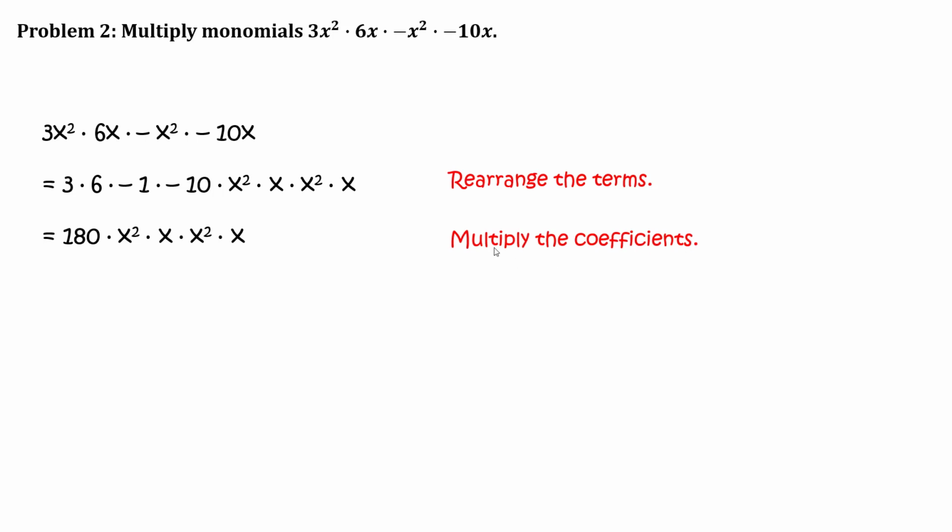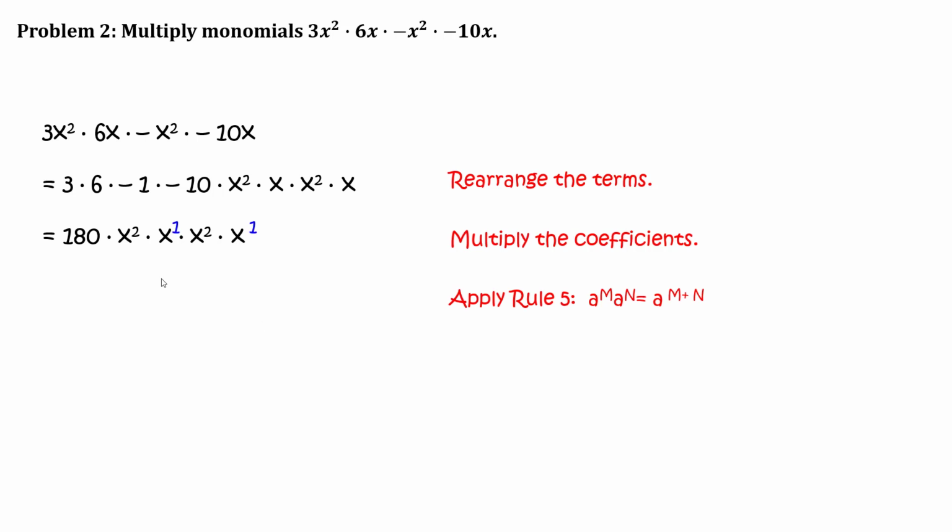All right, multiply the coefficients. Let's do the easy part, multiplying numbers, integers. 3 times 6 is 18, times negative 1 is negative 18, times negative 10 is 180. And then I still have my variable parts.